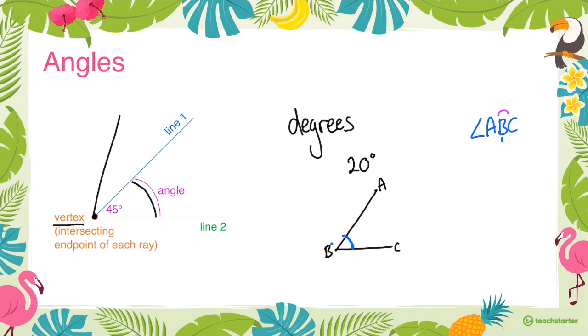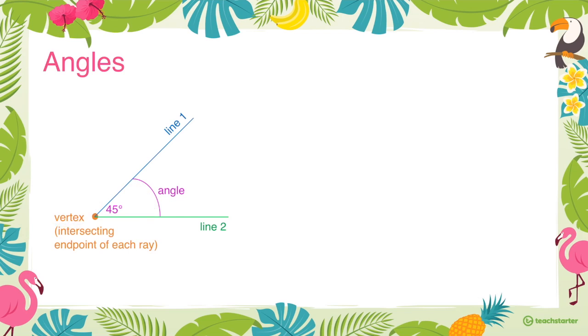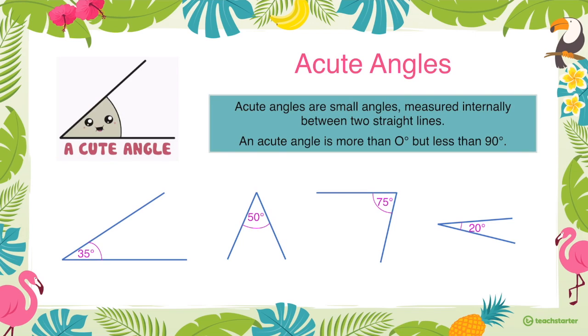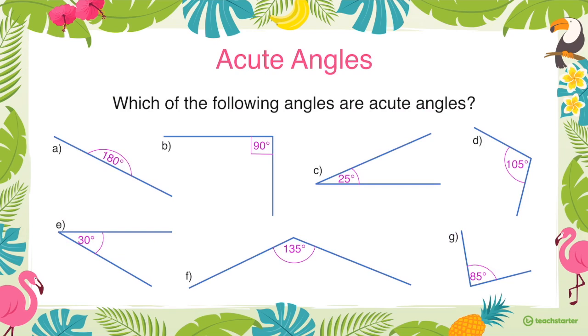Alright, let's dive into the types of angles. So first up, we have acute angles, which of course are really tiny and cute. Okay, acute angles are small angles, and they're measured in between the two lines. And an acute angle is anything that is more than 0 degrees but less than 90 degrees. Okay, all of these angles here, they are acute angles, and of course I always like to think of them as tiny little cute angles.